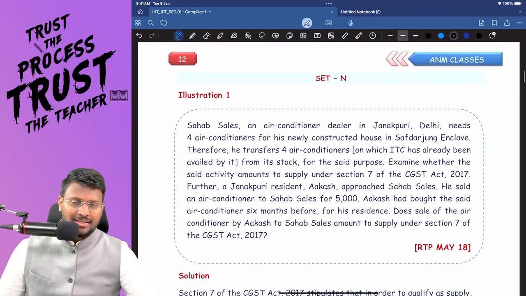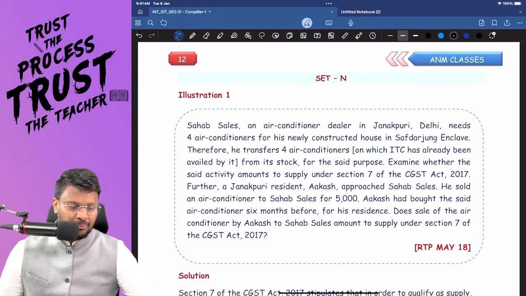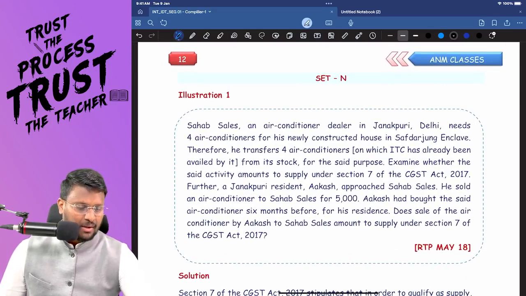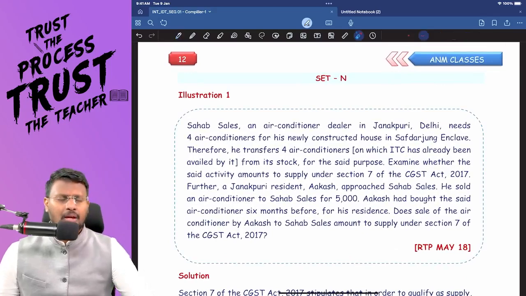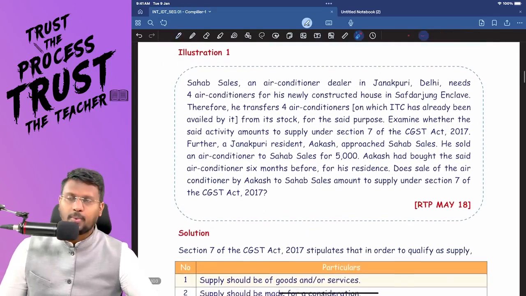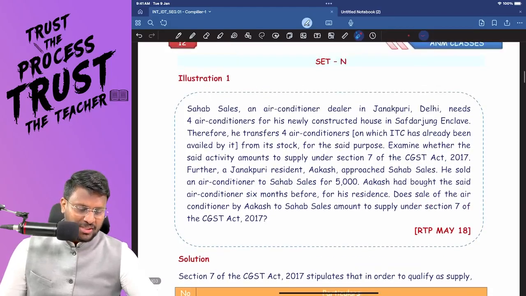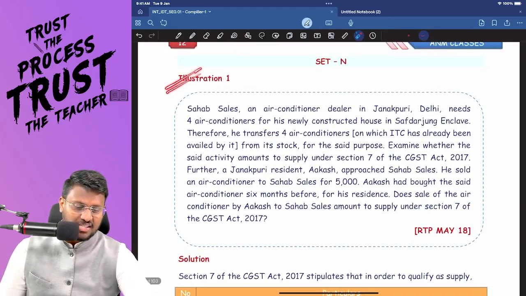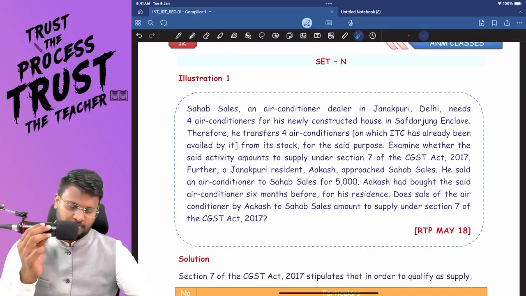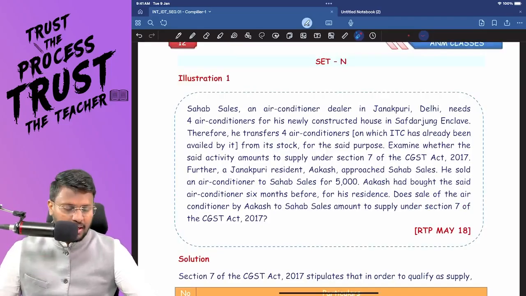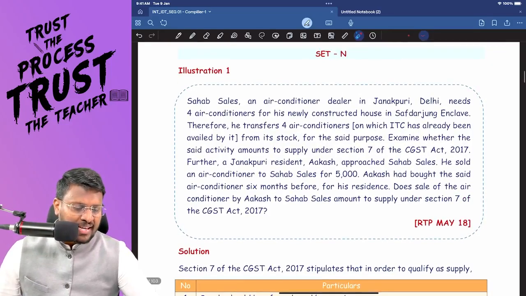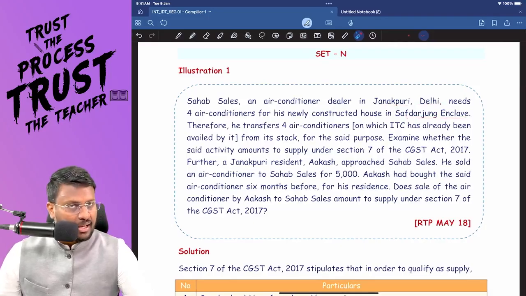So we have done set A of supply. We are moving into set N, which is RTP and MTP. Only two questions are available. Actually, this question we have done in the class itself. Are you remembering? It is there in our compiler. Sahab Sales, an AC dealer in Janakpuri, Delhi, needs 4 ACs for his newly constructed house in S Enclave.